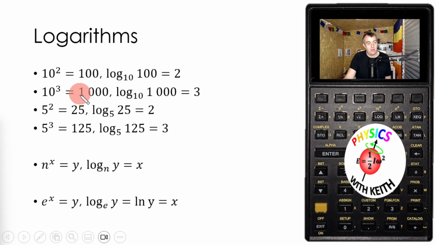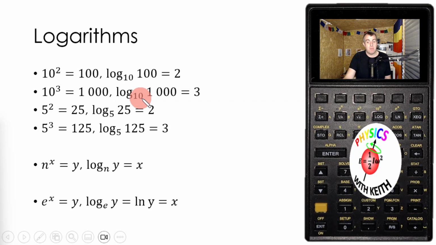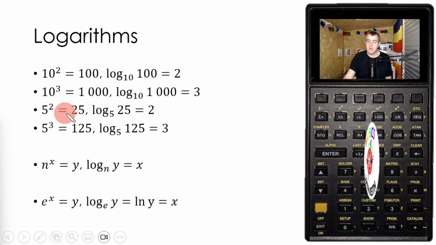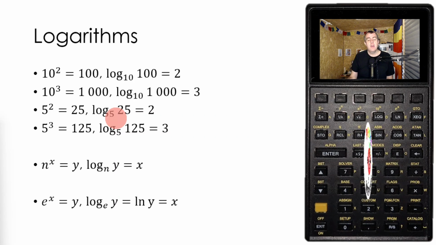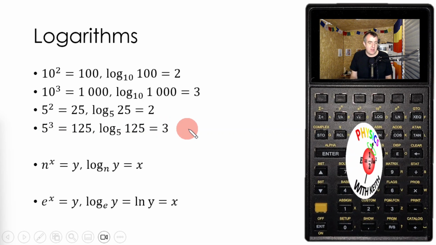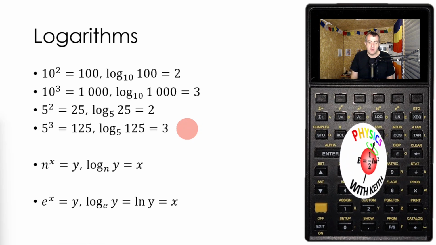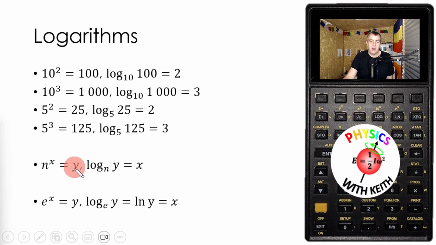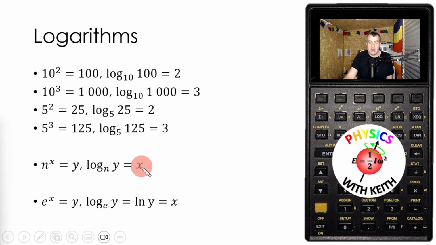And you can see the same thing here. 10 to the power of 3 is 1,000. So the logarithm with the base 10 that is equal to 1,000 is 3. And 5 squared, 25, no problem. So the logarithm on the base 5 that is 25 is equal to 2. And you know your 5 times table, 5 25s are 125, and so this works as well. So in a general rule, if n is the base, n to the power of x equals y, then log base n of y equals x.